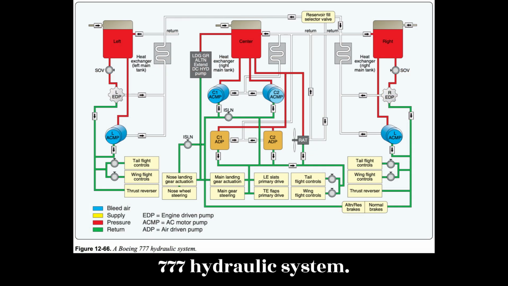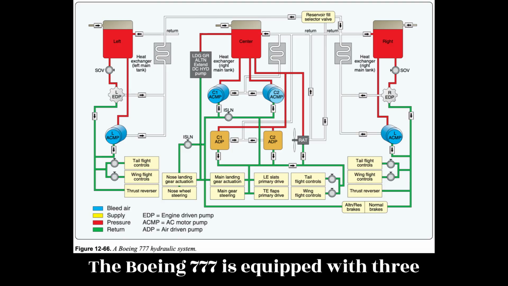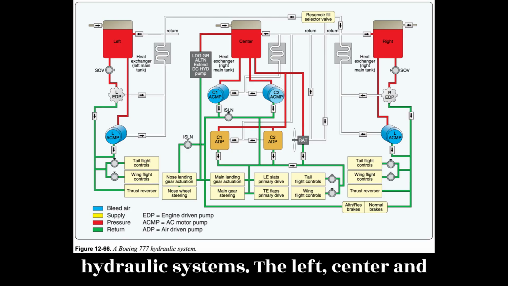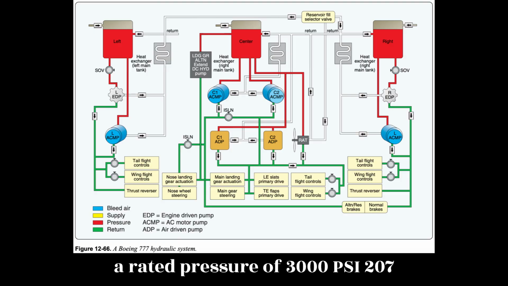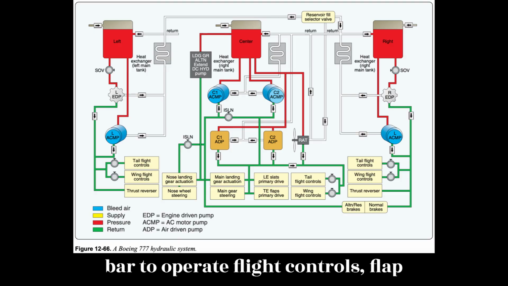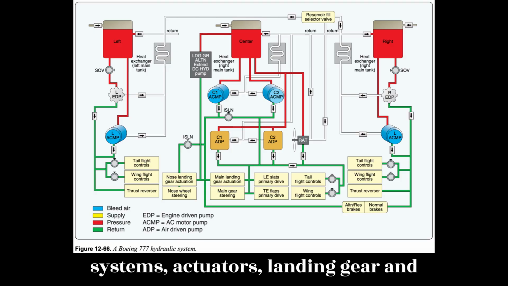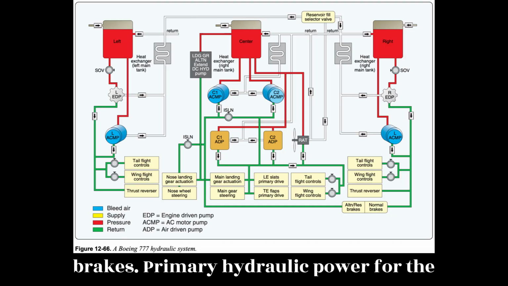Boeing 777 hydraulic system. The Boeing 777 is equipped with 3 hydraulic systems. The left, center, and right systems deliver hydraulic fluid at a rated pressure of 3000 psi, 207 bar, to operate flight controls, flap systems, actuators, landing gear, and brakes.